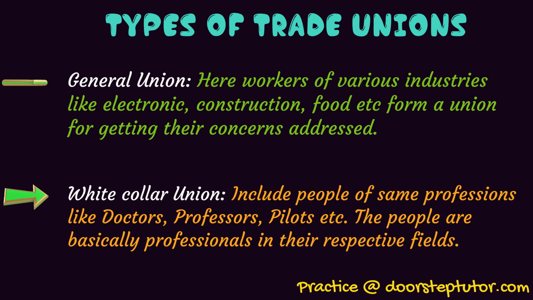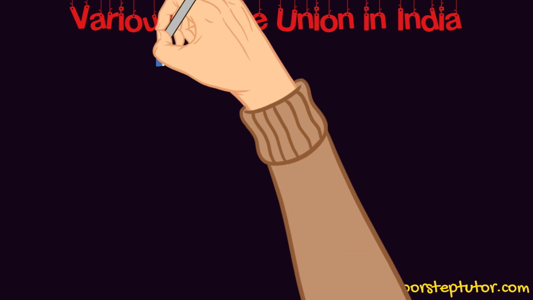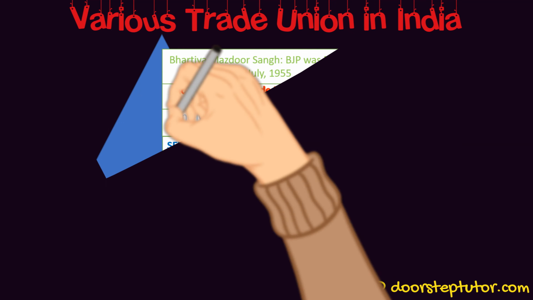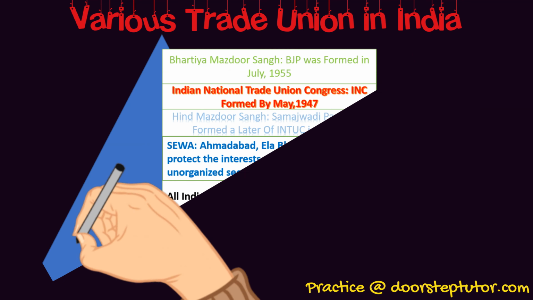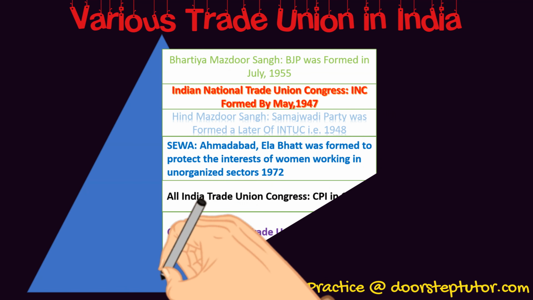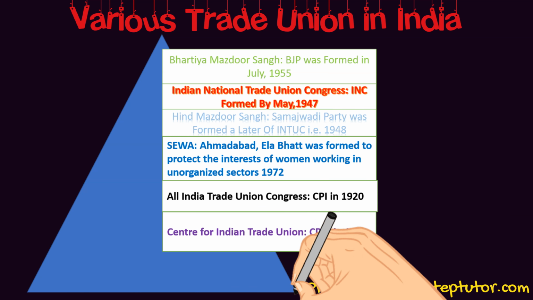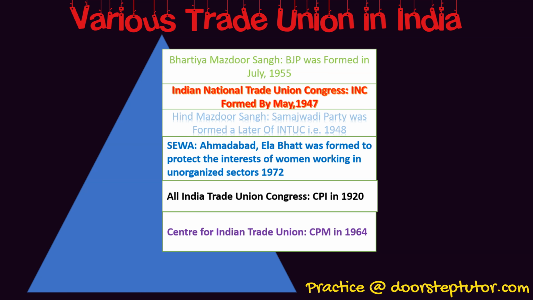Okay, now when we talk about various trade unions in India, the first one is Bharatiya Mazdoor Sangh, which is basically headed by BJP, and it was formed in July 1955. So remember, Bharatiya Mazdoor Sangh or BMS is headed by BJP. Now Indian National Trade Union Congress, it is run by the Indian National Congress or Congress Party, and it was formed in May 1947.